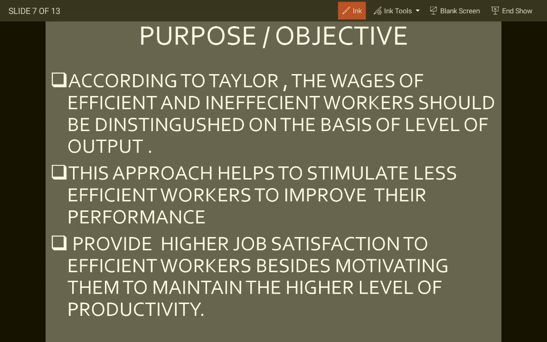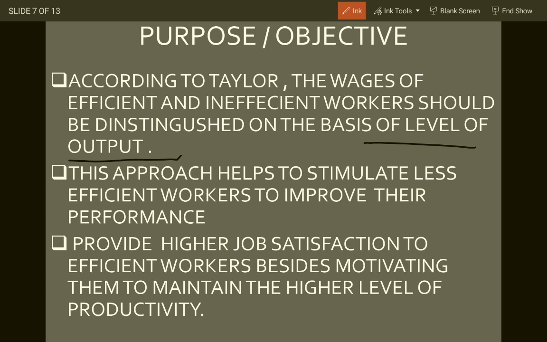Now, the purpose. What was the purpose of formulating this technique by F.W. Taylor? According to Taylor, the wages of efficient and inefficient workers should be distinguished on the basis of the level of output. He said that if all the workers are getting the same wages, irrespective of the outcome they are giving, what will happen?